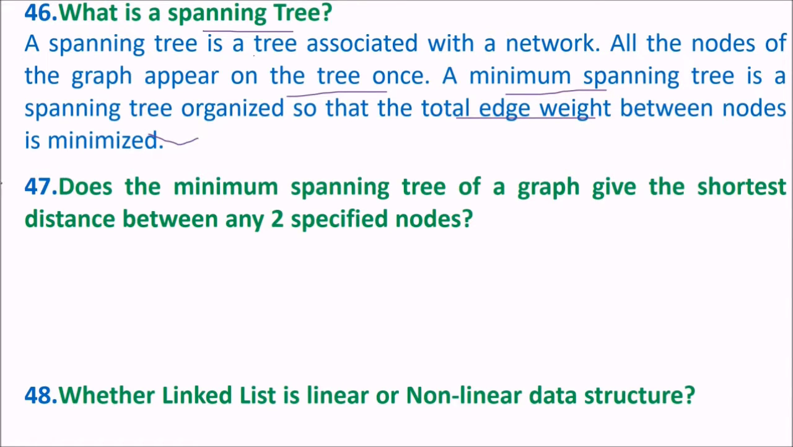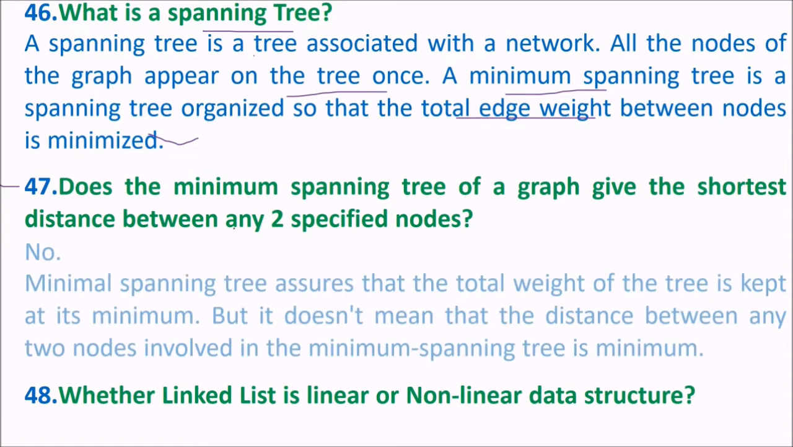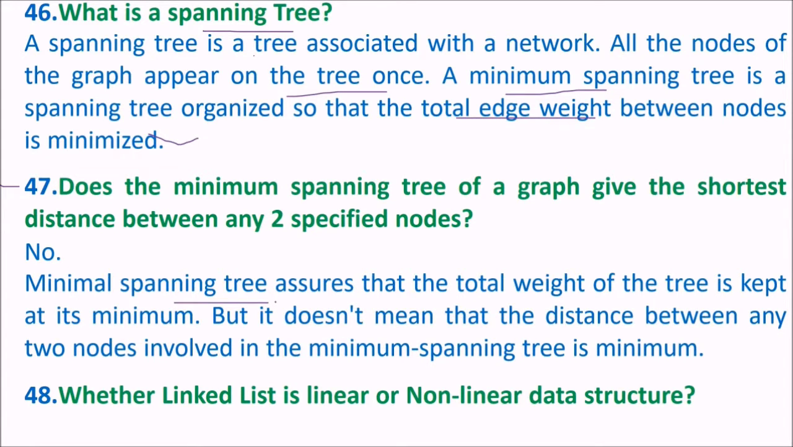This is MST. Does the minimum spanning tree of a graph give the shortest distance between any two specified nodes? No, because MST assures that the total weight of the tree is kept at minimum. It assures what we have learned just now, but it doesn't mean that the distance between any two nodes involved in the minimum spanning tree is minimum. This is not the criterion used here.